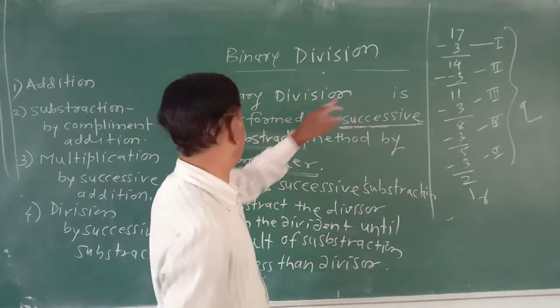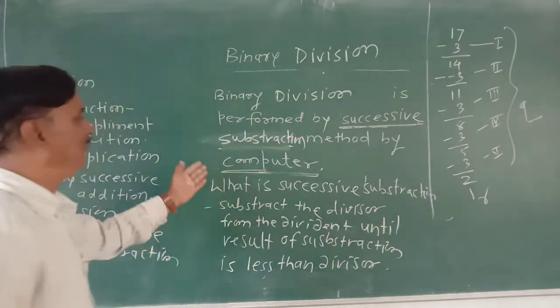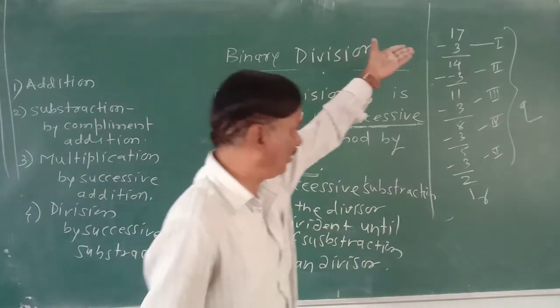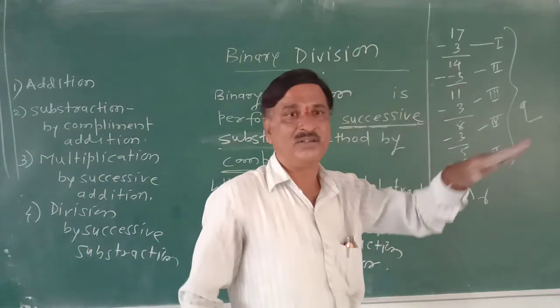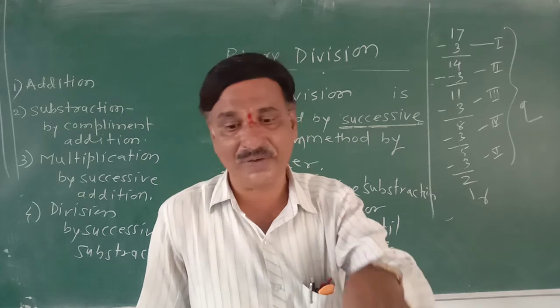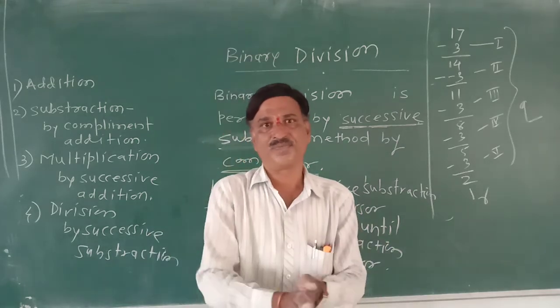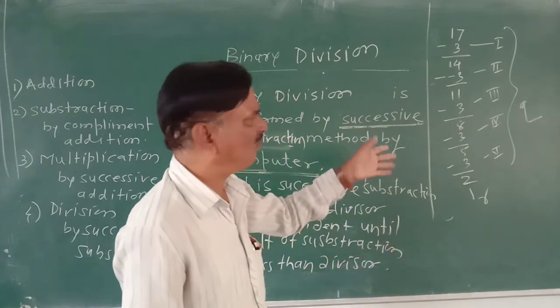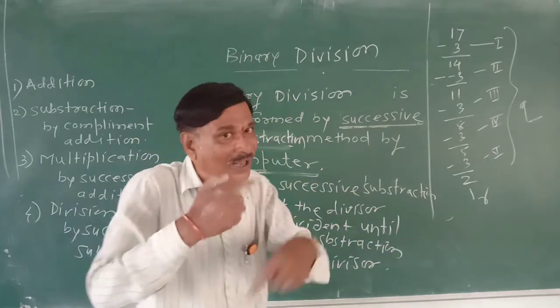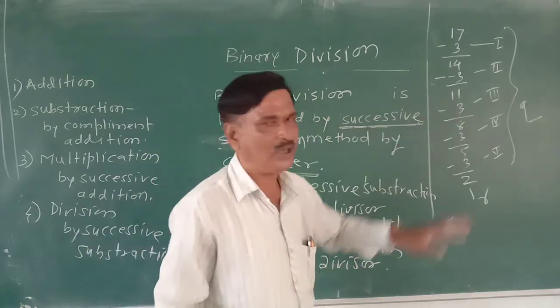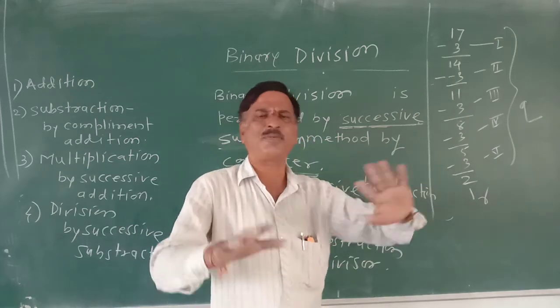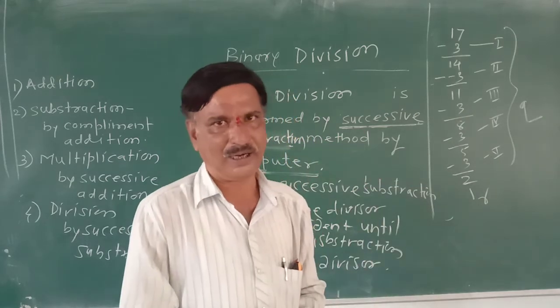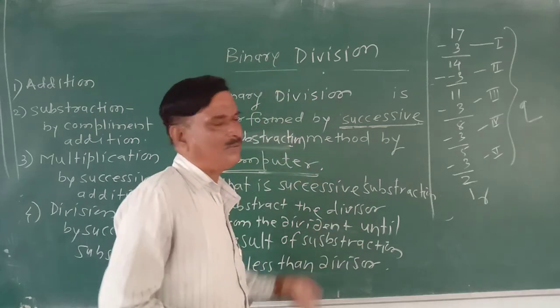So binary division is performed by the successive subtraction method by the computer. What is the successive subtraction method? We have seen: subtract the divisor from the dividend until the result of subtraction becomes less than the divisor or 0. How many times we have done the subtraction, that is the quotient. And the last result of subtraction is the remainder. So this was the method.